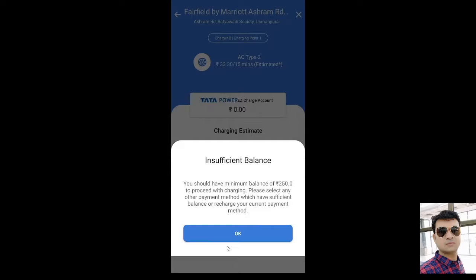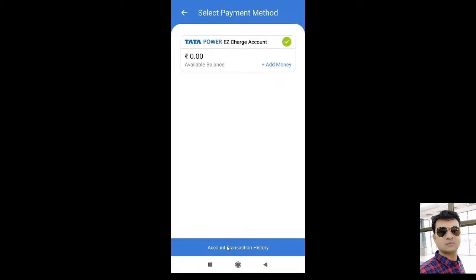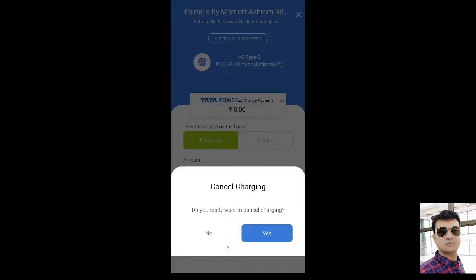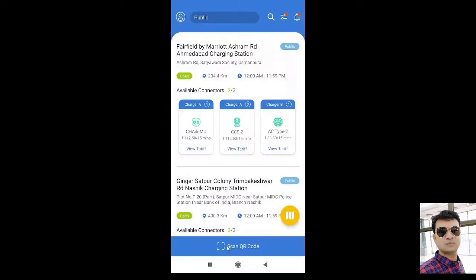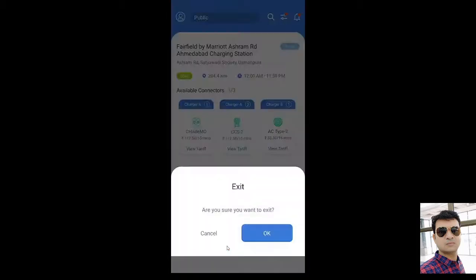Insufficient balance, because I have not kept any balance in my wallet. So you have to keep a minimum balance of 250 rupees. Earlier I said 150, that is not correct, the minimum balance of 250 must be kept in your wallet. So this will give you information about different types of AC and DC chargers, and locations in your city or nearby your business center, or any city in India.